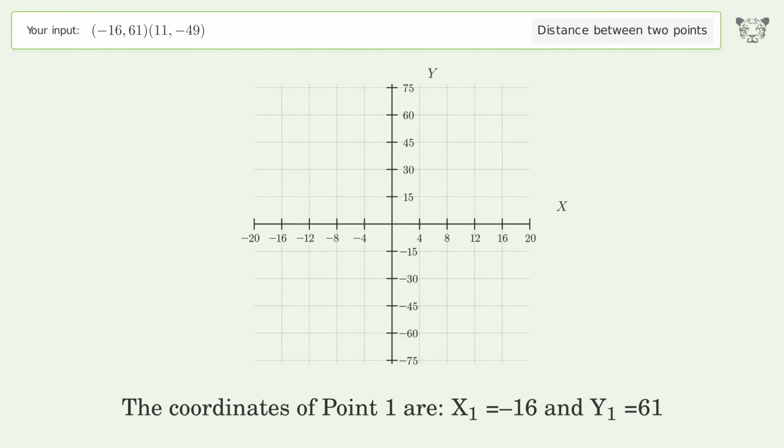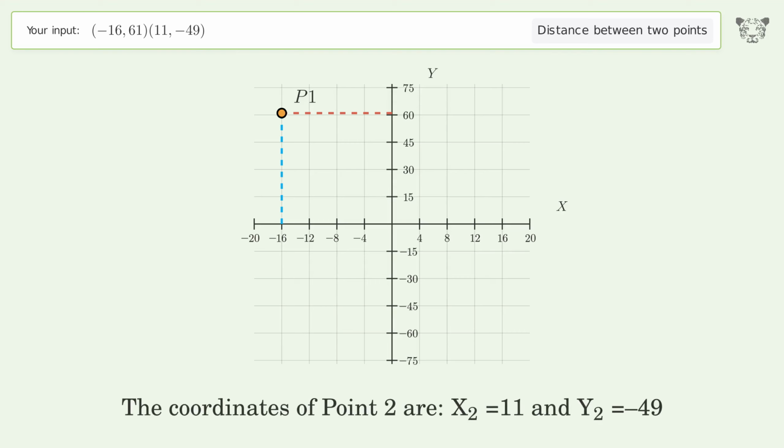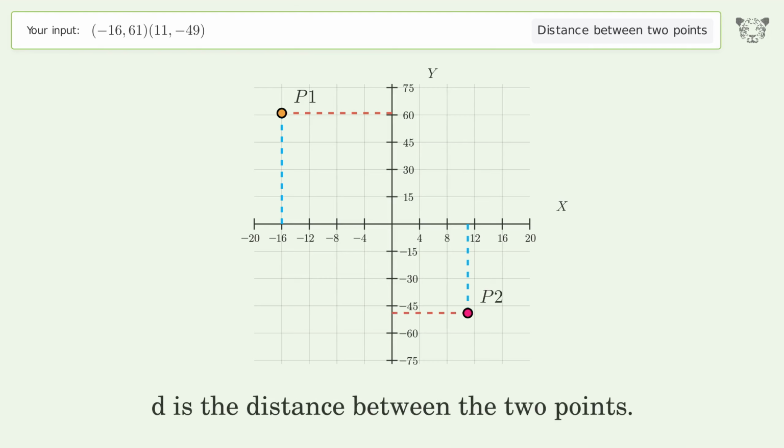The coordinates of point 1 are x1 equals -16 and y1 equals 61. The coordinates of point 2 are x2 equals 11 and y2 equals -49. D is the distance between the 2 points.